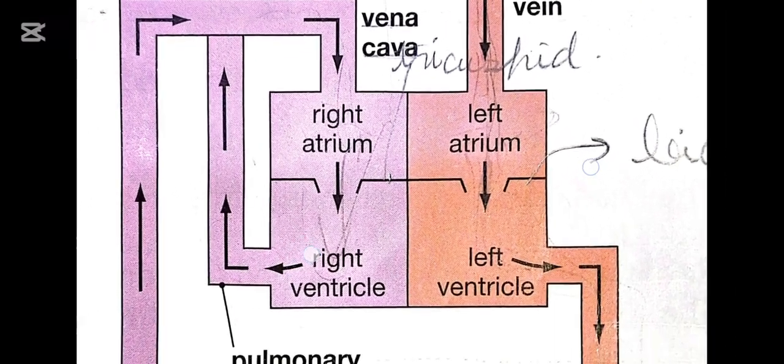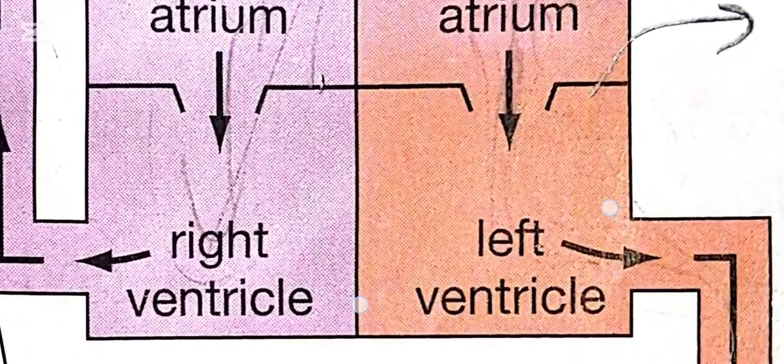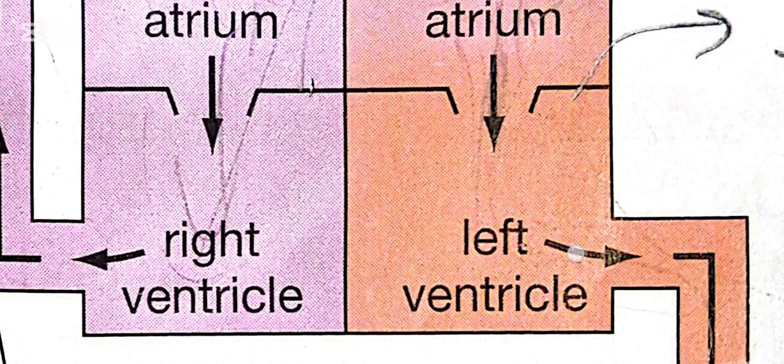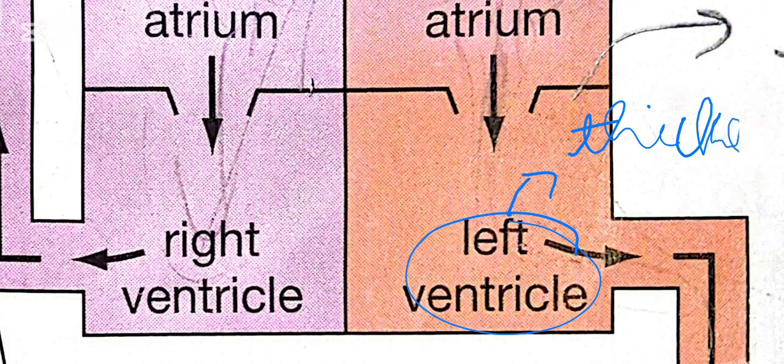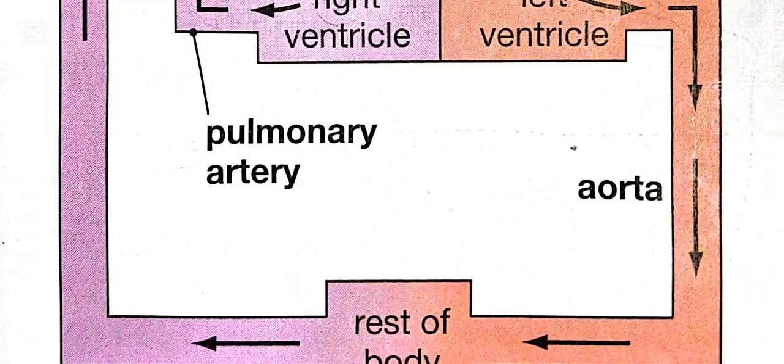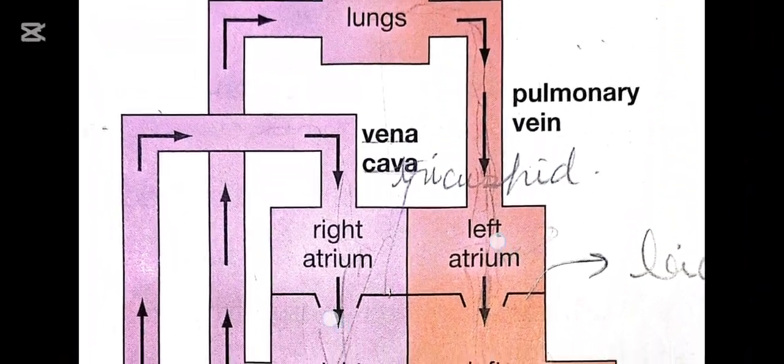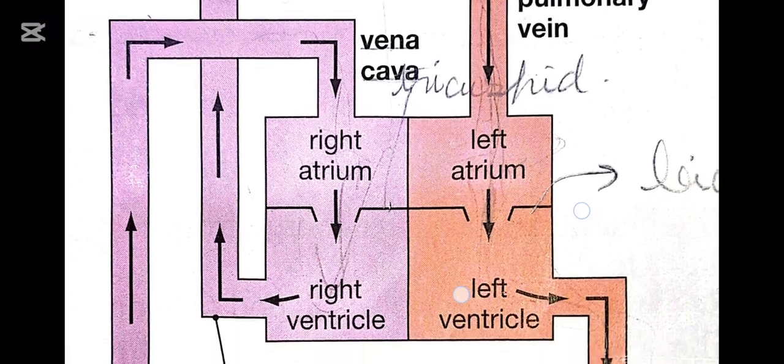Another thing you should know is that the left ventricle has a thicker muscular wall than the right ventricle. The reason is that it pumps blood a longer distance, as you can see here, all the way to the body, whereas the right ventricle only pumps it to the lungs, which are closer to the heart.